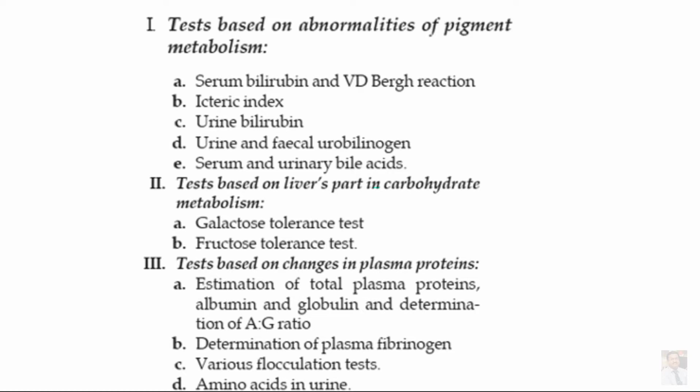Various flocculation tests; flocculation test means the same thing. And amino acids in urine: in the urine samples, which amino acids are excreted. That is very important because, as I already told, the liver is a major organ that handles amino acids into keto acids. The keto acids are deaminated amino acids. That is, the amino group of the amino acid is removed, combined with carbon dioxide and converted into urea.